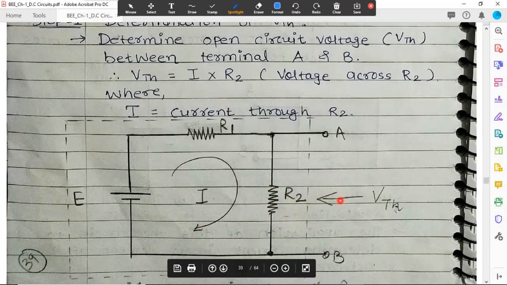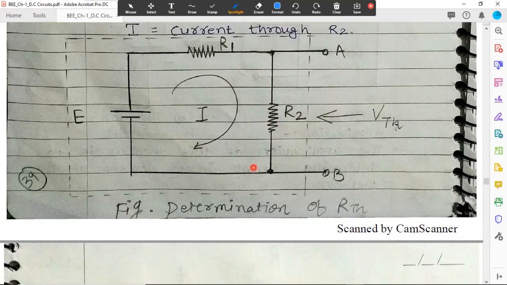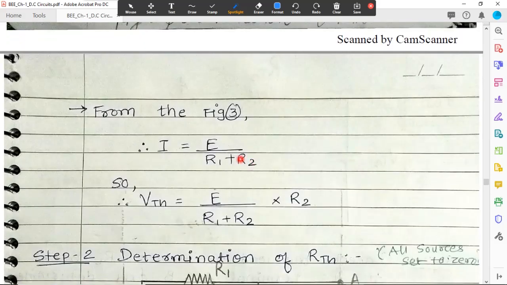Okay, so VTH is nothing but the voltage across AB terminal, which is I into R2. So for that we have to measure I. So what is I? I is equal to the current through the resistance R2. Okay. So I is equal to E by R1 plus R2. So finally we have VTH equals I into R2, that is E by R1 plus R2 into R2.